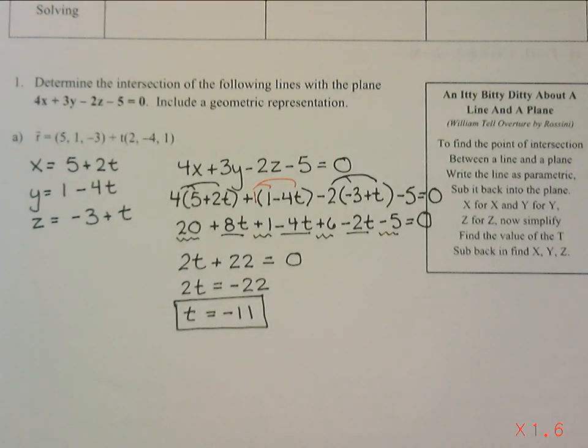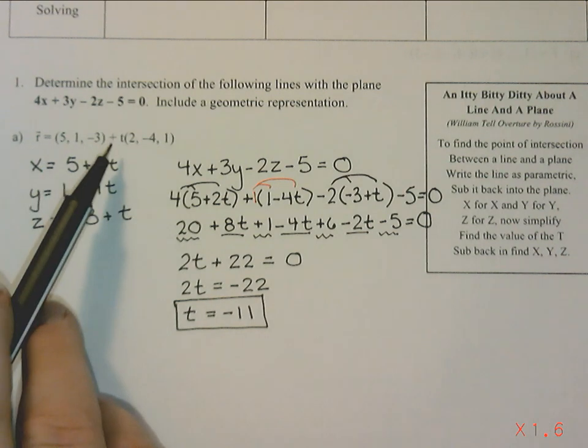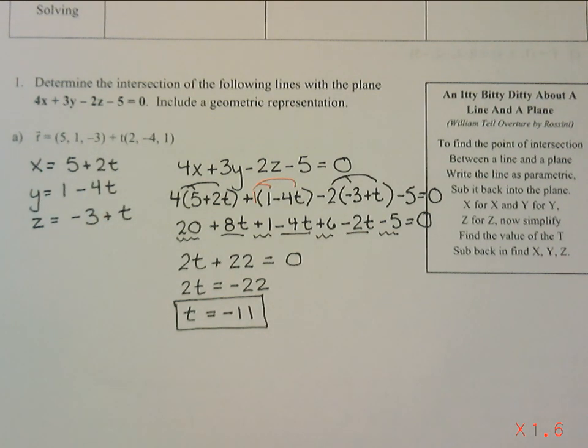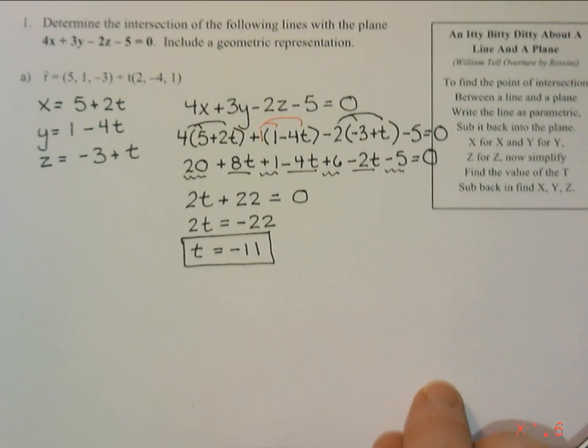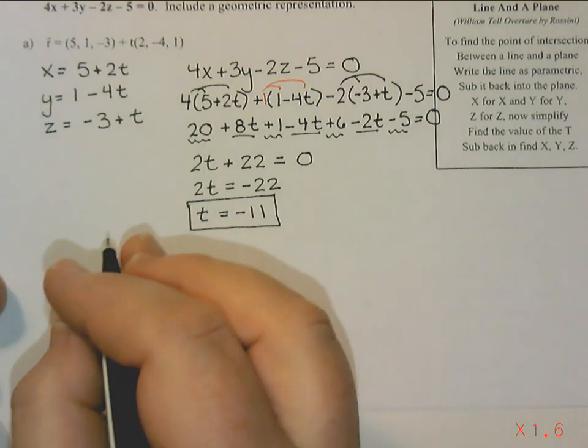Okay, our last step, we found the value of t, so we're going to sub it back in and find x, y, and z. So I'm going to go back to my parametric equation, and put negative 11 back in to calculate. You could also go back to the vector equation, put negative 11 in, and calculate there. Actually, why don't we do that? I'm going to use that vector one. It's a little less writing.